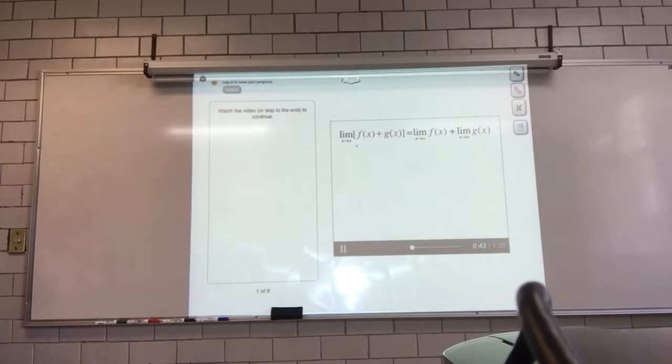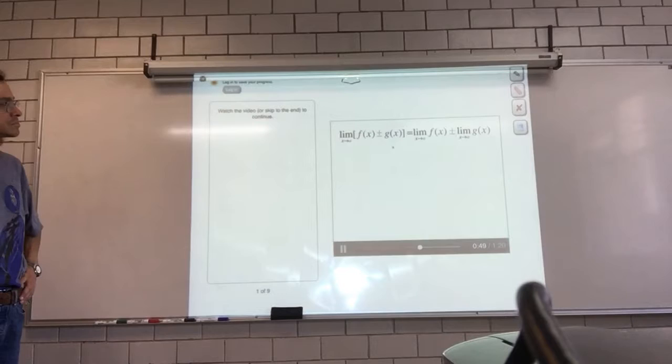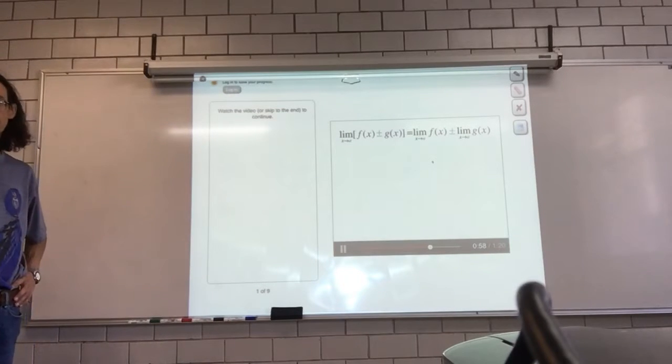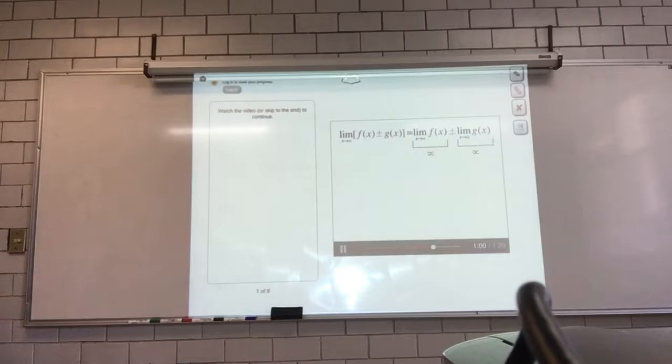This is our first rule for combining limits. It doesn't matter if this is a plus or minus sign, so we'll write the rule with a plus or minus sign to account for both possibilities. This rule always works when we have finite limits for f and g, but things get a little funny when we try to add and subtract infinity.